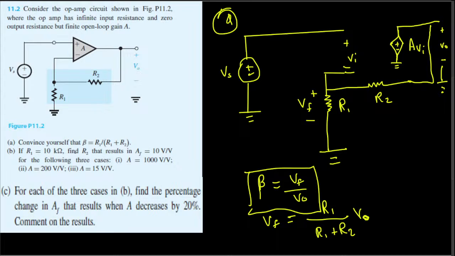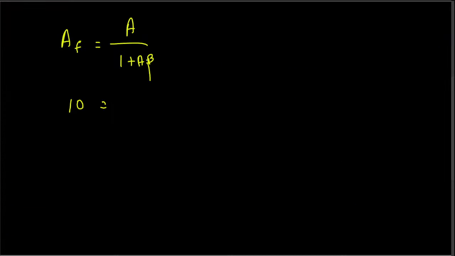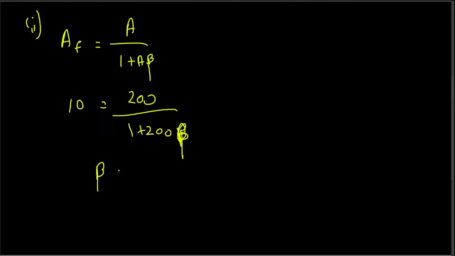In part 2, there's nothing different. They are asking for the exact same R2 value, but now A is the only different thing. So it means we have to just plug it into the same equation. AF is equal to A over 1 plus A beta, and here AF is always 10, and the A value in this case is 200, so we plug in 200 for it, and then 1 plus 200 beta. This is part 2 we are doing. And if you rearrange and solve for beta, you will end up getting 0.095.